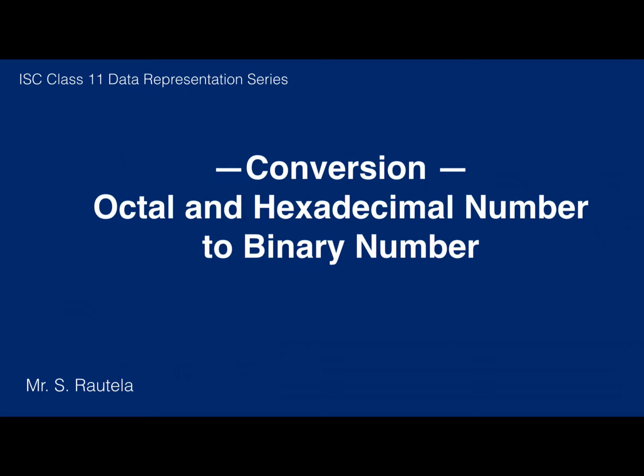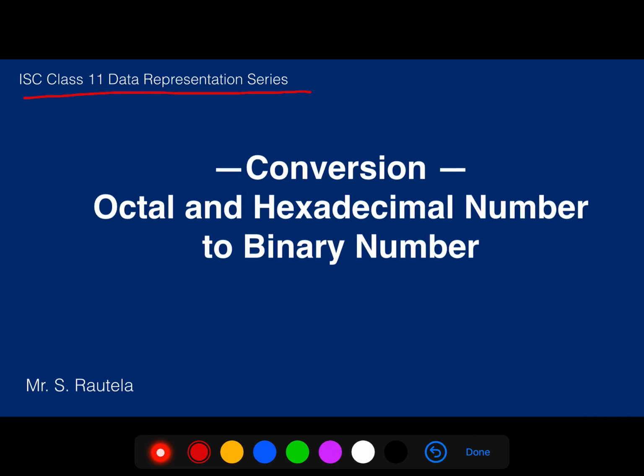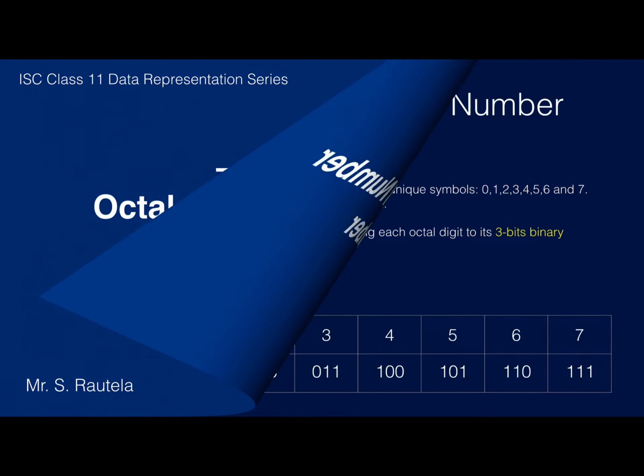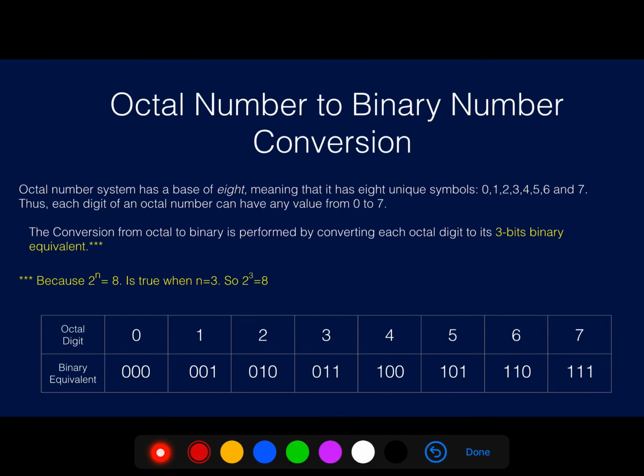Okay, so hello students. This is our next video for the ICSE class 11 data representation series, and in this video we are going to see the conversion part. We have already seen the conversion of decimal to binary and binary to decimal in the previous videos. Here we are going to see how we can convert octal and hexadecimal numbers to their binary equivalent. This is very simple. In the next slide we are going to see how we can do this.